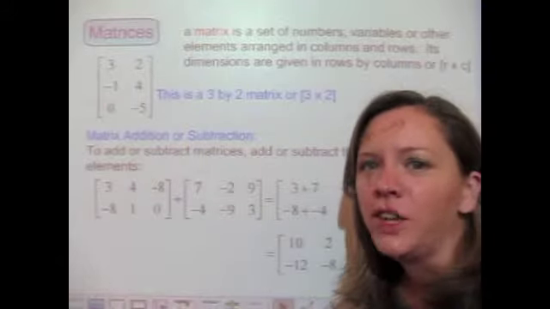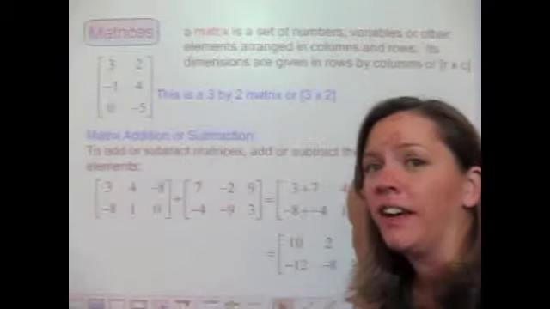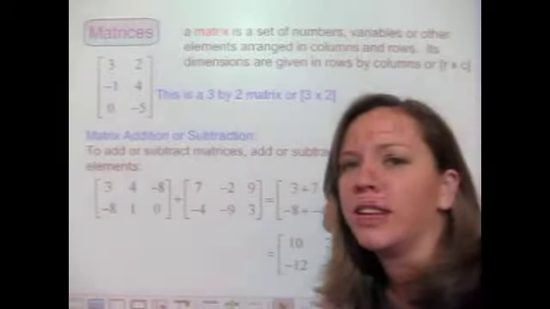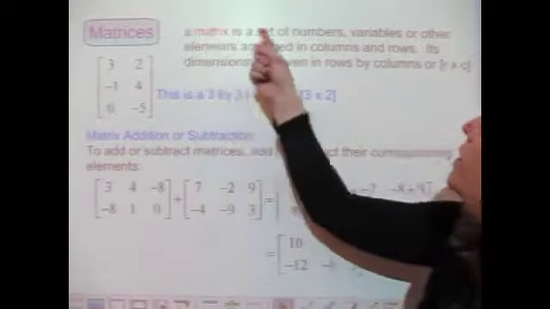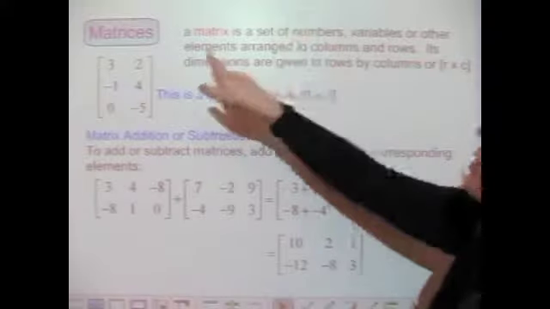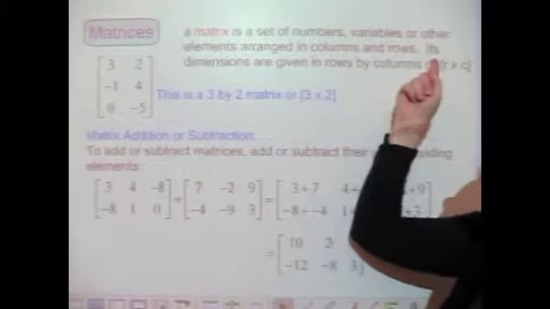We've got a quick lesson. We're going to go over matrices today, a few things that you need to know about matrices, how to set them up. So the singular is matrix, and a matrix is a set of numbers, variables, or other elements that are arranged in columns and rows.